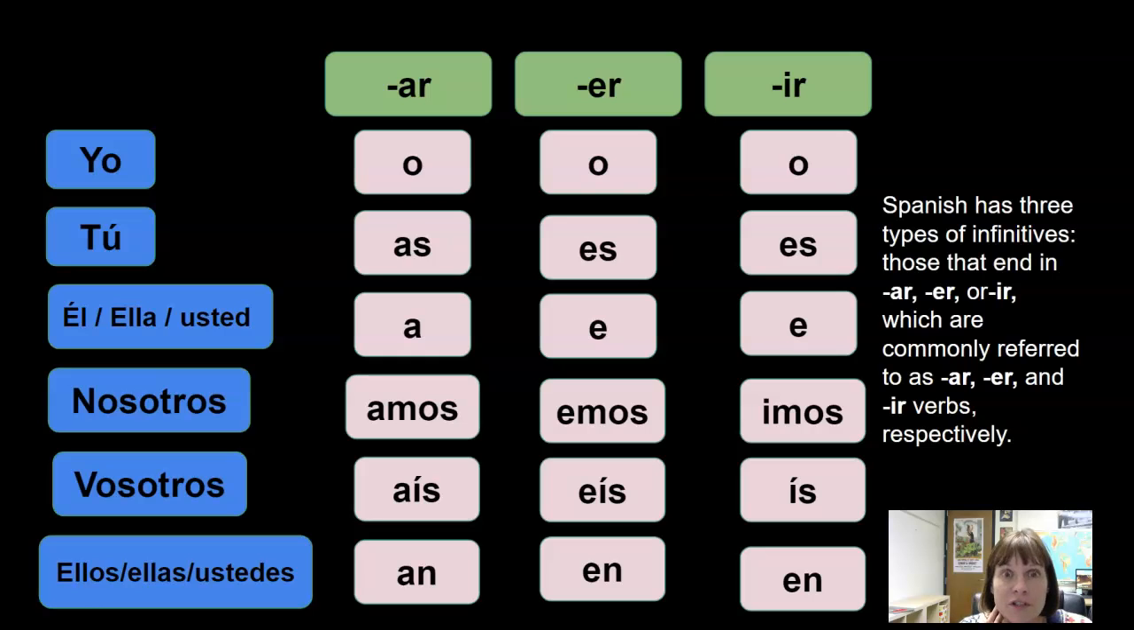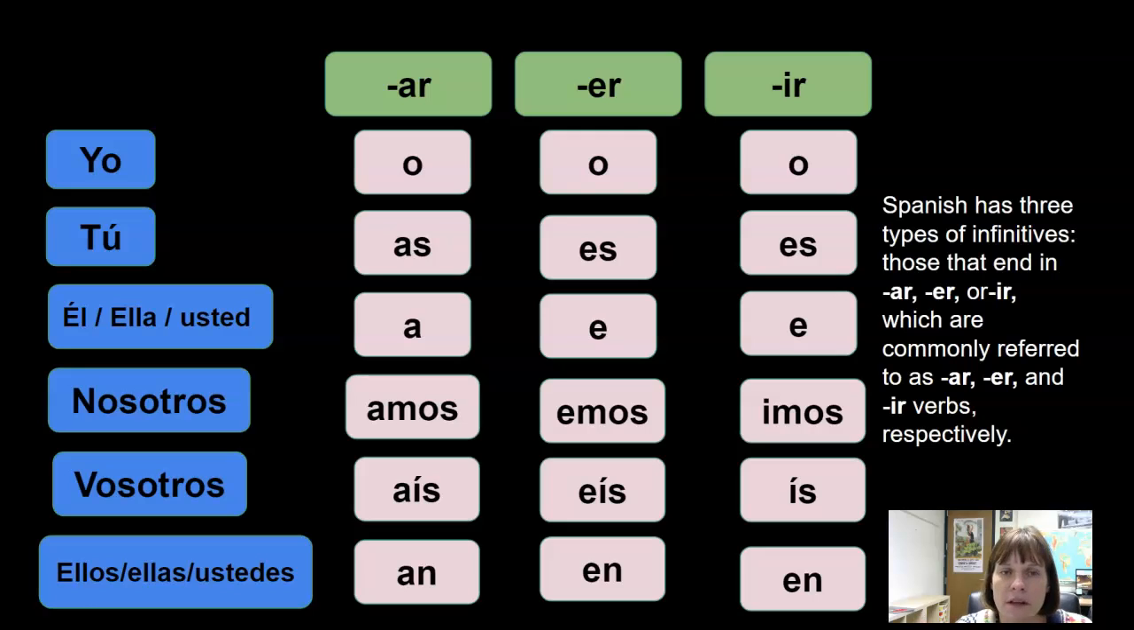So first what we're going to do is Spanish has three types of infinitives. Those that end in AR, ER, or IR, which are commonly referred to as AR, ER, and IR verbs respectively. So remember, an infinitive is a verb that is unchanged. So that is before you conjugate it. And so the great part is if it starts with yo, it ends in O. So that doesn't matter if it's an AR verb, an ER verb, or an IR verb.